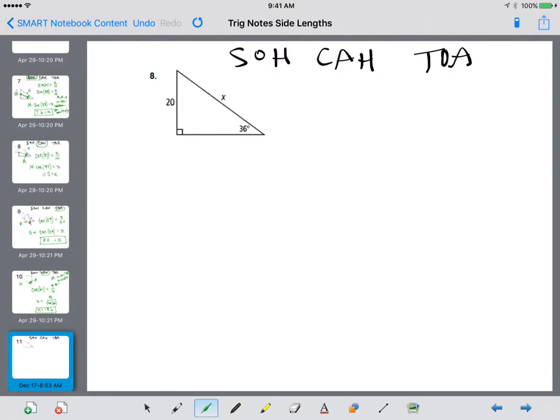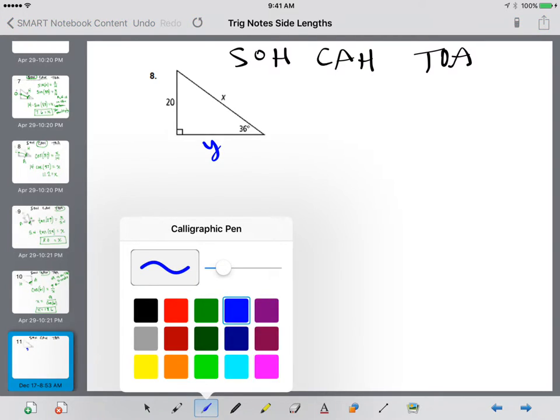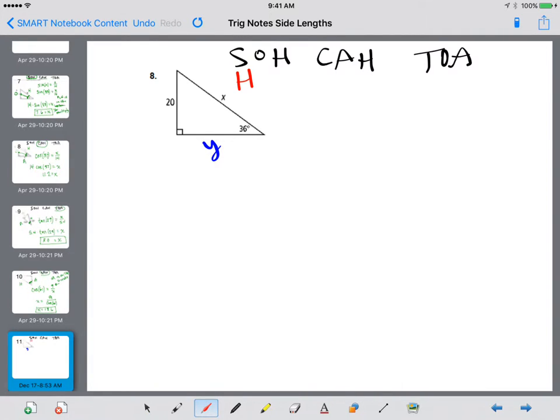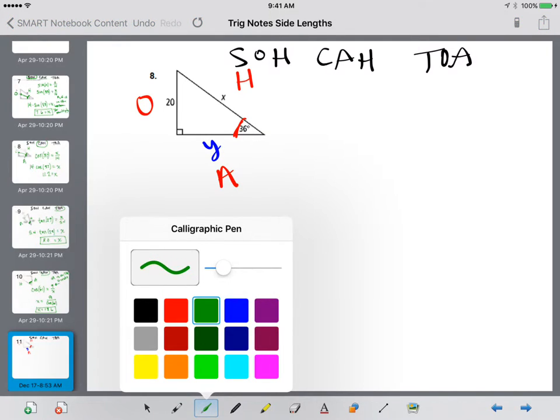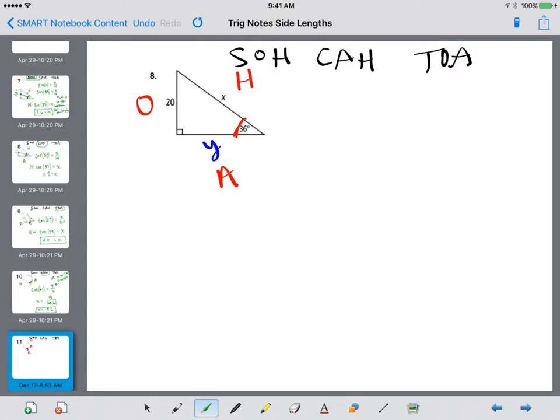Okay, last one. I'm going to throw a wrinkle in here. Let's say we have to find both x and y. So let's determine the sides first. X is my hypotenuse. Here's 36 degrees. That means that 20 is the opposite side and this y is the adjacent side. So to find x, I'm going to use opposite over hypotenuse. So I'm going to use sine of 36 equals 20 over x. That will give me the hypotenuse.